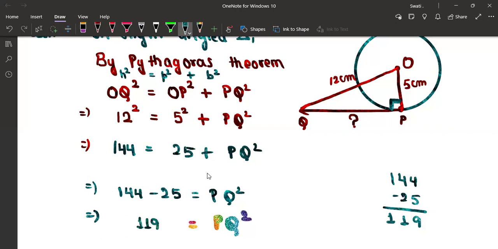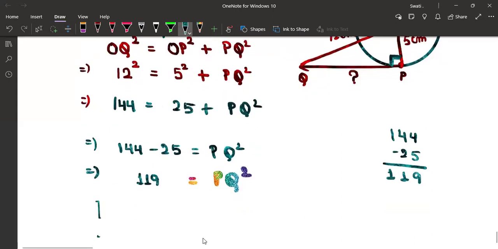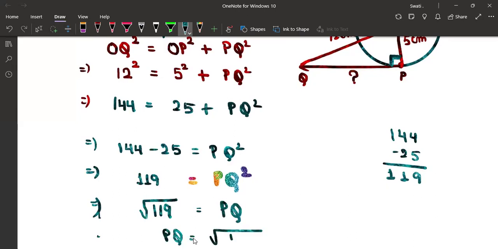But this is PQ square. We want to find out PQ. So what do you think should be the next step? Will you not shift the square to the other side? So square will become what? Root. Very good. So we have got the answer. PQ is equal to root over 119 centimeter.